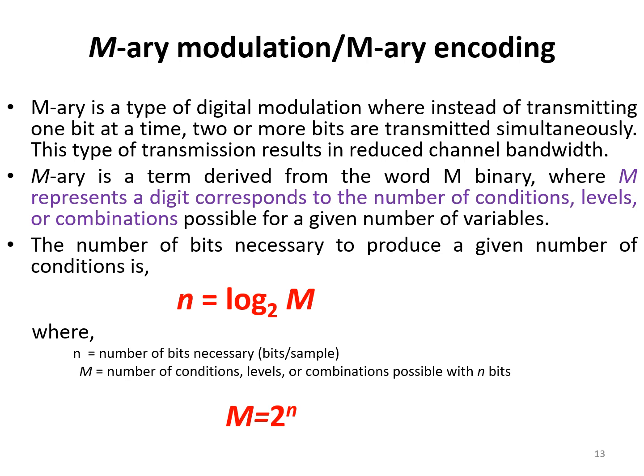M-ary is a term derived from the word binary, where M represents a digit which corresponds to the number of conditions, levels, or combinations that are possible for a given number of variables. The number of bits necessary to produce a given number of conditions is equal to log2 M. If we rearrange this mathematical equation, the number of conditions M is equal to 2 to the power N.